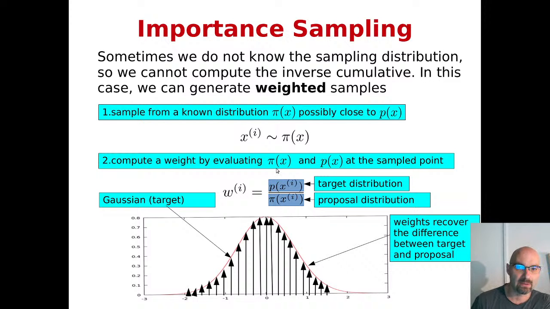So all I need is a distribution P of x that I can evaluate pointwise. I need a proposal distribution which is as close as possible to P of x, and then I can draw samples from pi of x, which is my proposal. And then, in order to simulate the fact that I was drawing from P of x, to each of these samples I attach a weight which is proportional to the ratio between the target and the proposal evaluated in the sample.